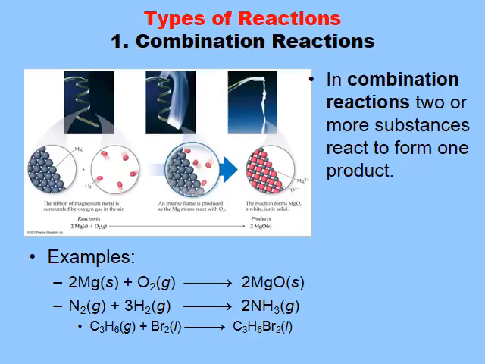Now, types of reactions. There are several different types of reactions. One of them is the combination reaction. In a combination reaction, two or more substances react to form one product or one product type. So Mg and O2 gives MgO. So that's the combination reaction. Nitrogen plus hydrogen gives NH3. So in each case, you get only one product, but you have more than one reactant. And that's a combination reaction.